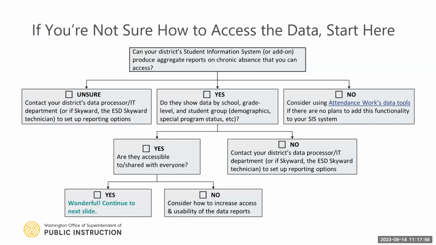So if you're not sure how to access your data, start here. At the top, you're working with your student information system. Yes, no, or unsure, it just walks you through. And I'll say in that first row of unsure, yes and no, over to the left where it says unsure, that's where people often hit the first barrier. But this gives you some guidance of who to go to, who to talk to, where to get help to get access to your data. So this is a really good flow chart in there to utilize.